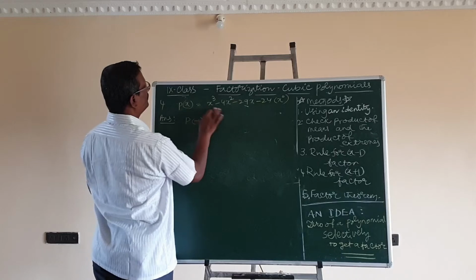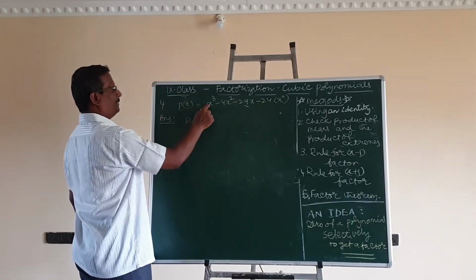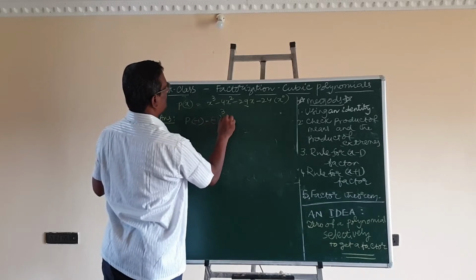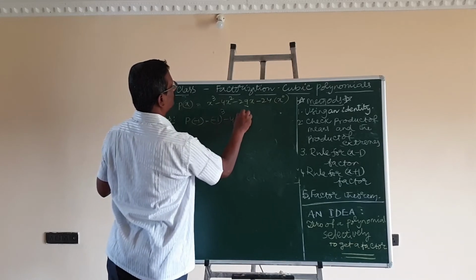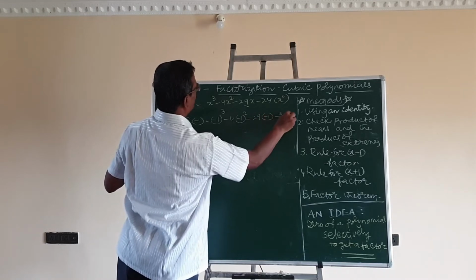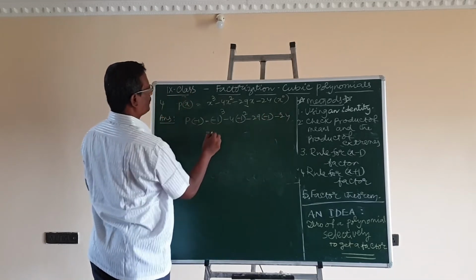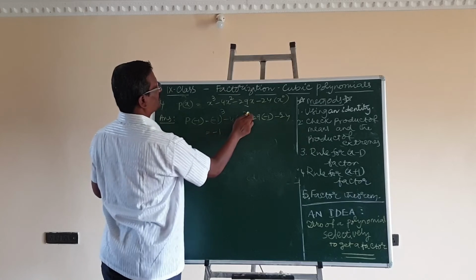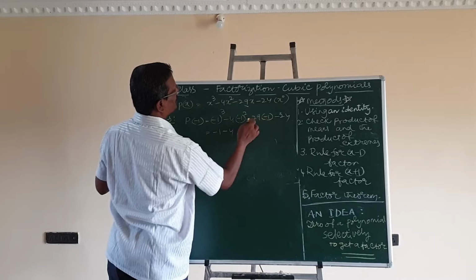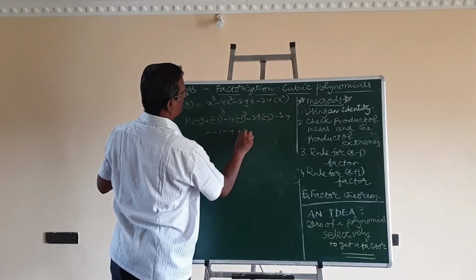minus 1 is equal to, substitute minus 1 in place of x in the polynomial: minus 1 to the power of 3, minus 4 into minus 1 to the power of 2, minus 21 into minus 1, minus 24. Minus 1 whole to the power 3 is minus 1. Minus 1 whole square is plus 1, 1 into minus 4 is minus 4. Minus 21 into minus 1 is equal to plus 21.